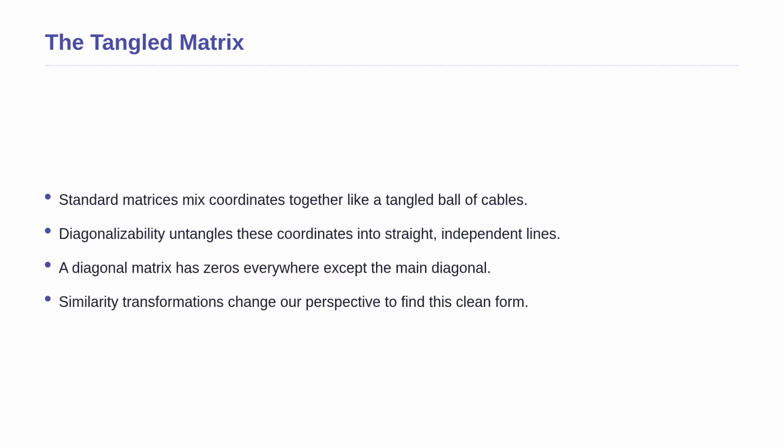Now that we know our goal, let us understand the problem. Imagine a massive, tangled ball of cables behind your television. Pulling one cable accidentally pulls three others, making it impossible to fix anything easily. A standard mathematical matrix behaves exactly like this, mixing all coordinates together in a messy, interconnected way. Diagonalizability is the mathematical process of completely untangling those cables.